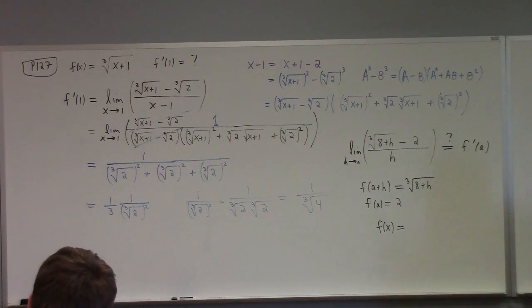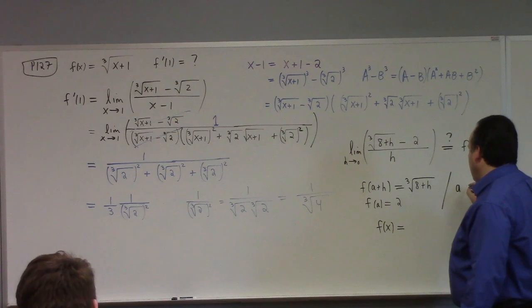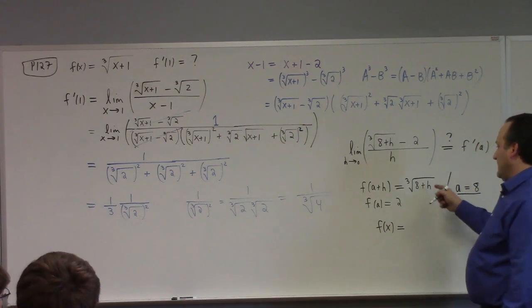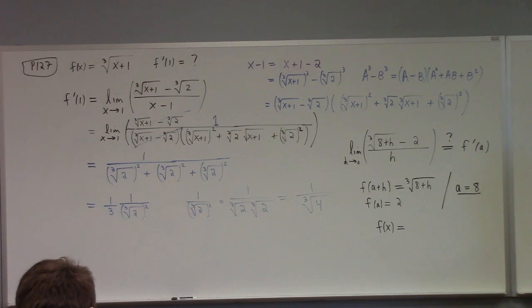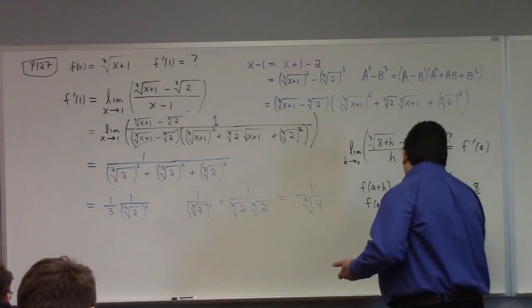I'm gonna throw it out. I'm gonna say we should make a equal to 8 for this one, I think that makes sense, right? Then you can look at this as f of 8 plus h, right? How do I get a 2 from an 8? Cube root. So how about cube root of x? Would that work?